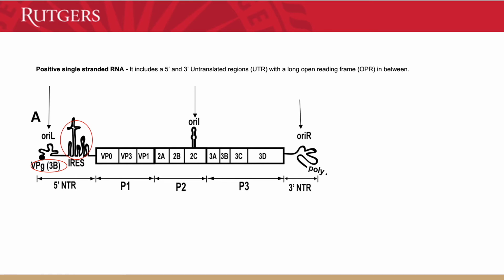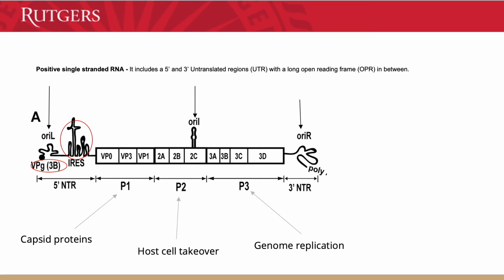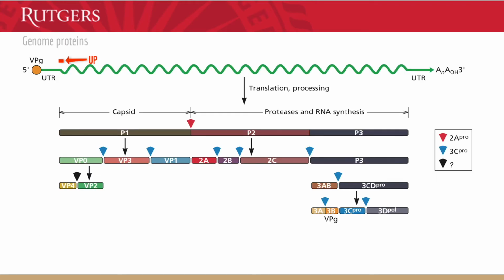The open reading frame will be translated into a single polyprotein, which will subdivide into smaller polypeptides, which will help and aid in replication. P1 includes the capsid proteins, P2 will help in host cell takeover, and P3 will help in genome replication. The polyprotein splits into many proteins with different roles.